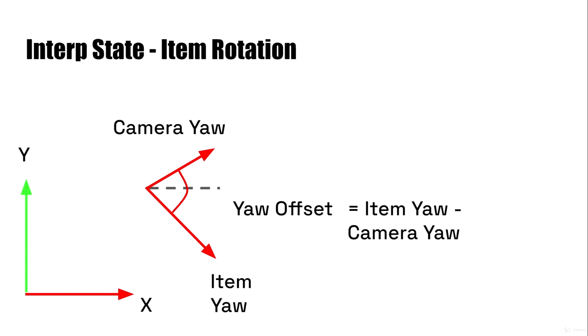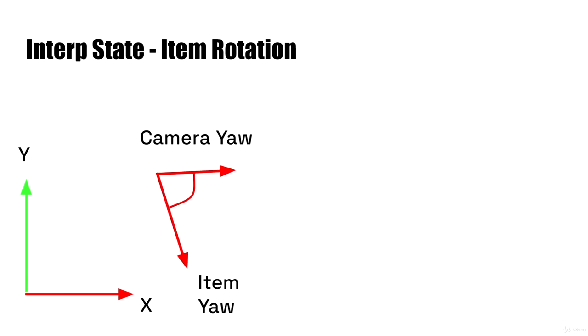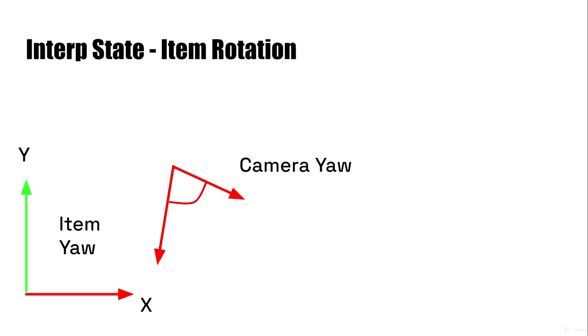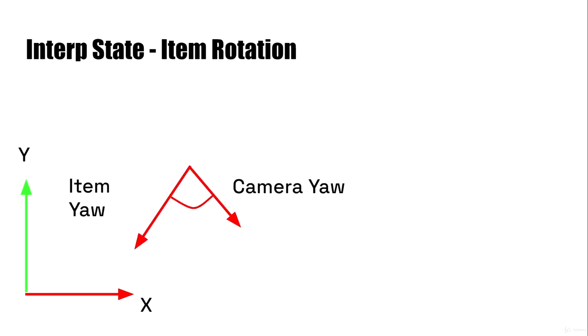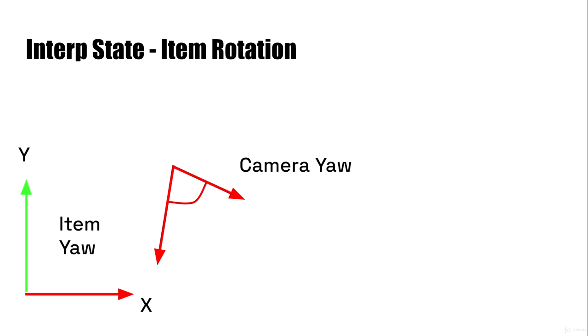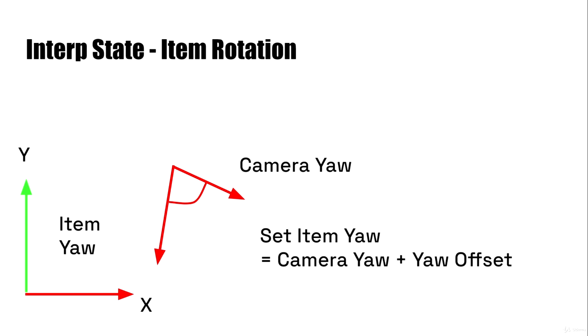Now our goal should be to keep this yaw offset constant. In other words, whenever the camera rotates, we would like our item to rotate exactly that same amount so that its yaw difference from the camera is the same as that initial yaw offset. So the more the camera rotates, the more the item rotates along with the camera. We can achieve this by each frame setting the yaw of the item equal to the yaw of the camera plus that yaw offset. So it will always be equal to the camera yaw plus that yaw rotation that is the difference between the camera and the item. So we're going to do that now.